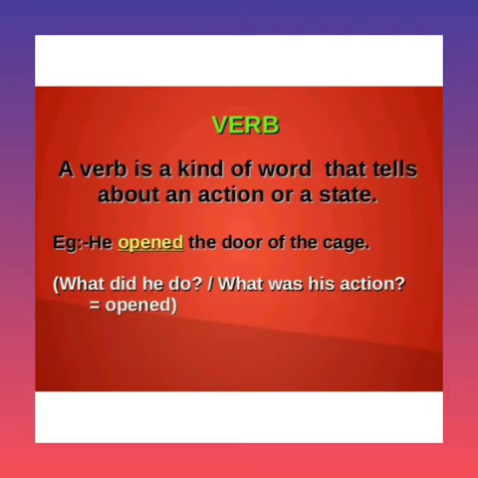Now let us discuss what is a verb. In a sentence, next to subject comes the verb. A verb is a kind of word which deals about an action. Example, "He opened the door of the cage." Opened is the verb in this sentence. So what is a verb? A verb is a word which pertains to action. It is an action word.